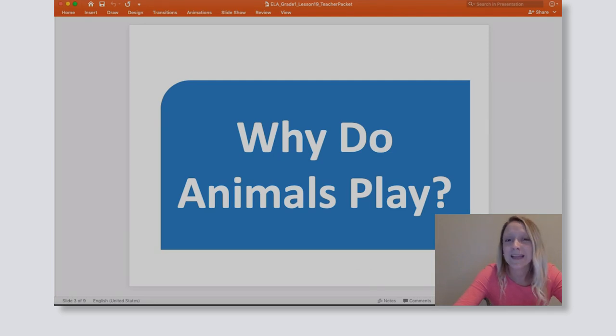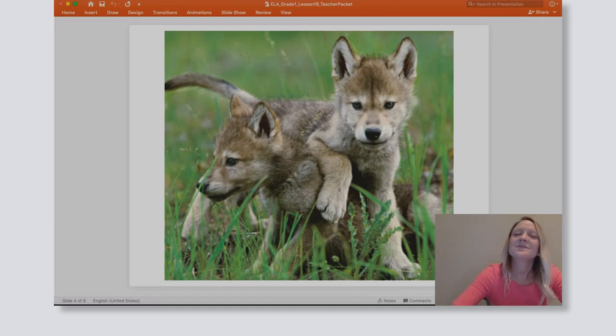Why animals play. Wolves live in family groups called packs. When the pups are grown up, they will hunt together and watch out for each other. So they must learn to communicate.